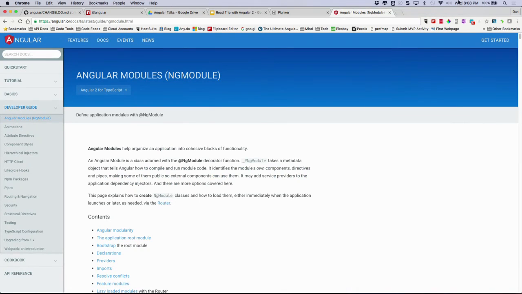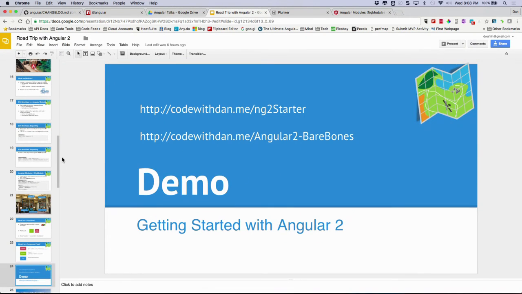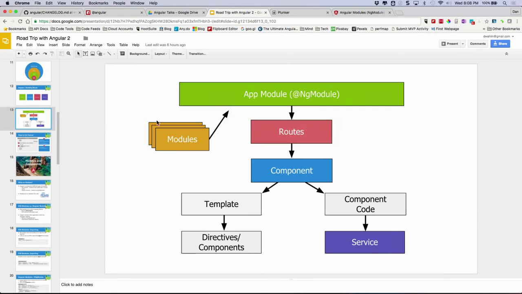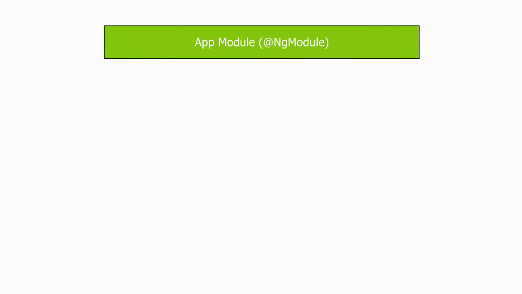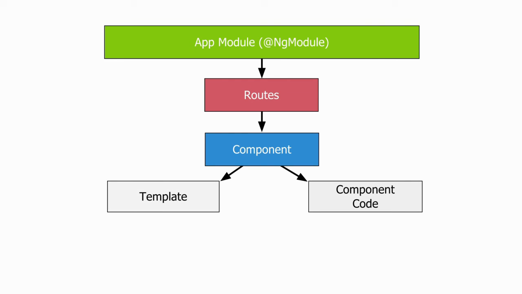Okay, so the chart I showed, let me go back to here now. This guy, hopefully starting to make a little more sense. So you saw, I just showed you the module for that little app. And then that had some routes that loaded the component. That showed that home page that didn't do much. That was just your template and your code.